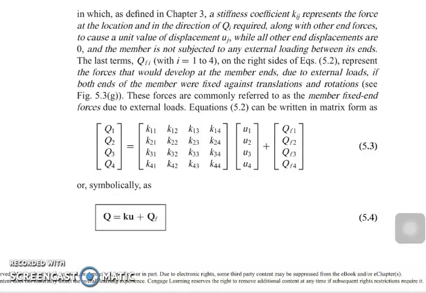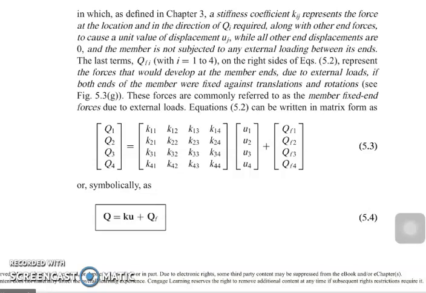However, for the beams, we have an additional term in our formula, which is plus Q sub F. We have to take note that Q sub F is the forces that would be developed at the member ends due to the external load that is acting if both ends of the member were fixed against translation and rotation. So it is the same concept as our previous discussion for plane truss.